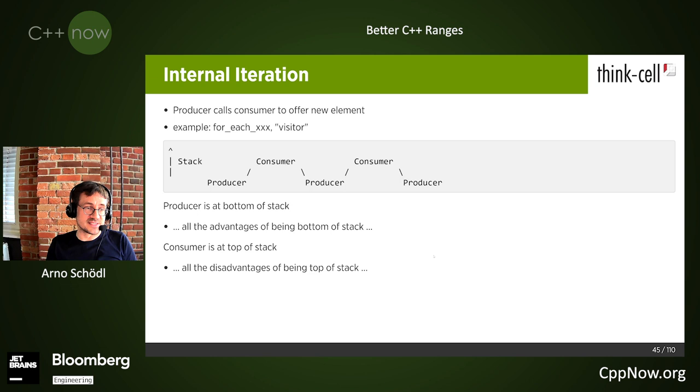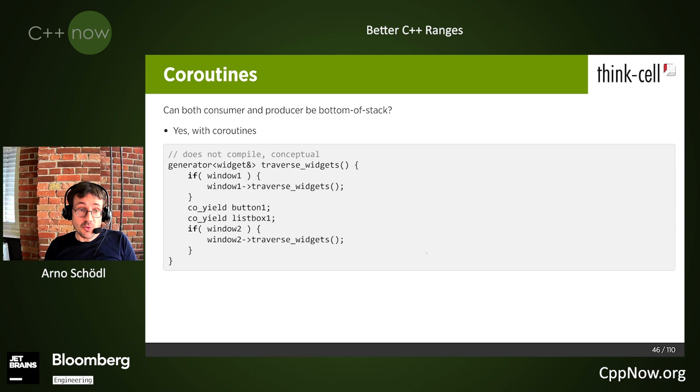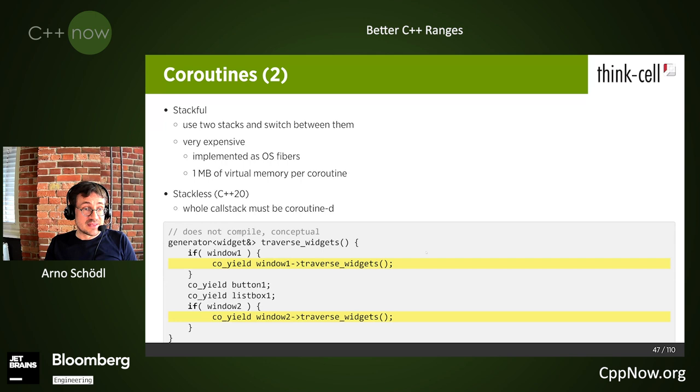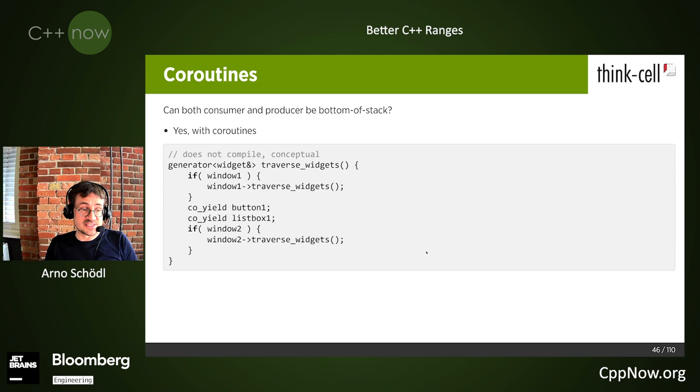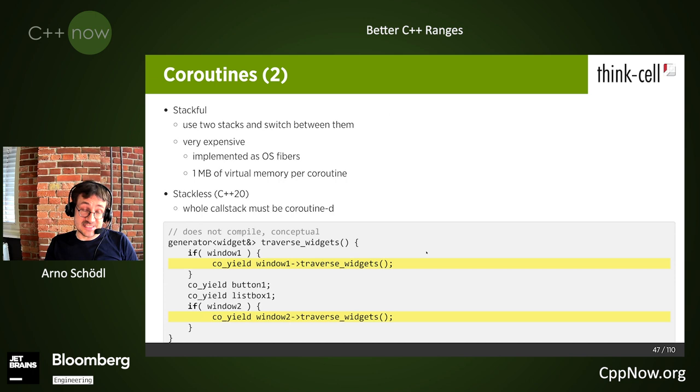Now, of course, it would be much nicer if both would have this prime spot at the bottom of the stack. And yes, you can do that with coroutines. And here I wrote kind of how would you write this function with a coroutine. The problem with it is that when you're writing coroutines, you really have two options. And one is stackful, where you really have two different stacks. That's not what the C++ 20 coroutines are doing, but you can do it.